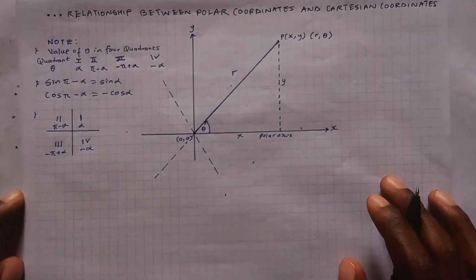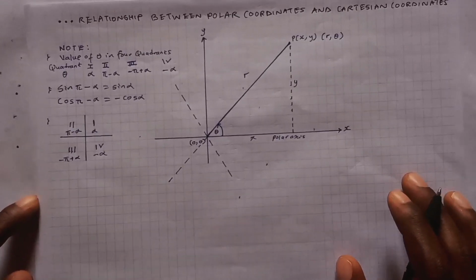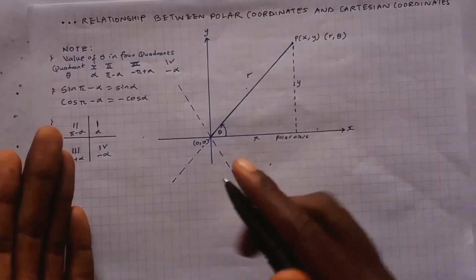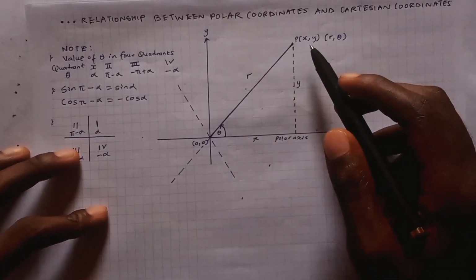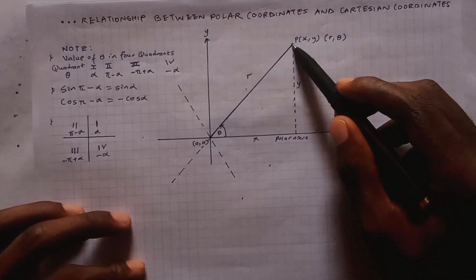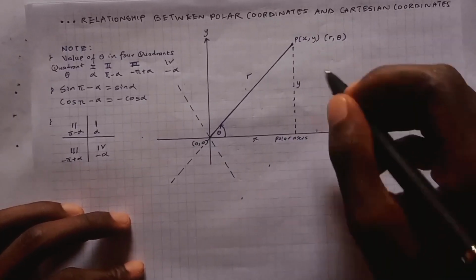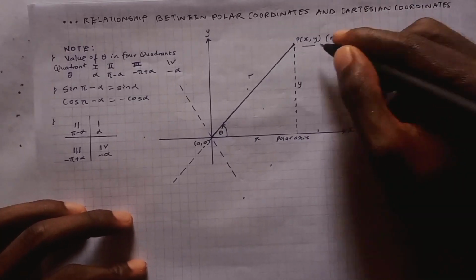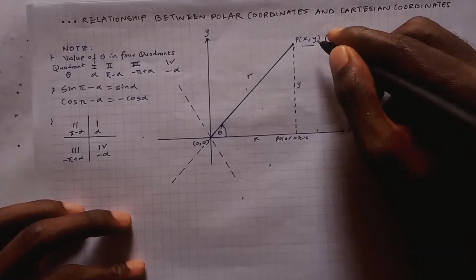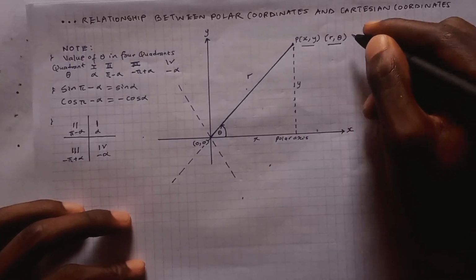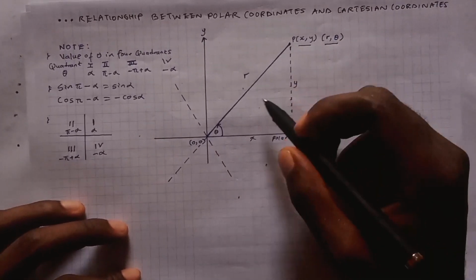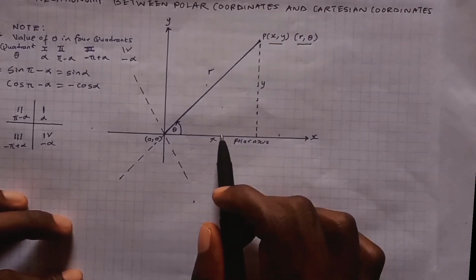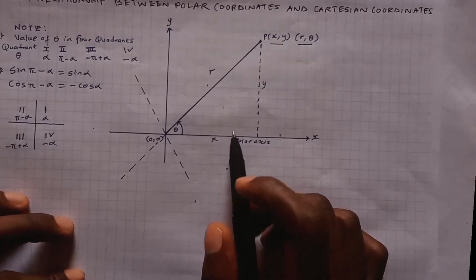Now let's look at the relationship between polar coordinates and Cartesian coordinates. This is the Cartesian plane, and we have a polar coordinate on it. Each point on a plane has a corresponding Cartesian value and a corresponding polar value. So for each Cartesian coordinate, there exists an equivalent polar coordinate. As you can see on this graph, this is the radius, and the polar axis corresponds with the positive x-axis of the Cartesian plane.